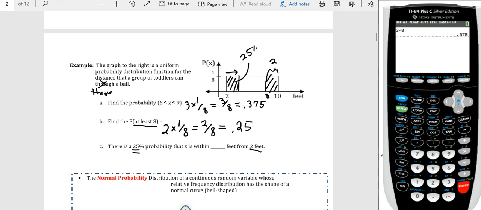Well, thankfully, we basically just solved that. We just did 2 times 1/8 equals 0.25. And what we know from uniform distributions is that any interval of equal width will have the same probability. So if a width of 2 resulted in a probability of 0.25, then likewise anything with that same probability would have a width of 2. So if I go 2 feet away from 2 feet, I get an interval with a probability of 0.25.